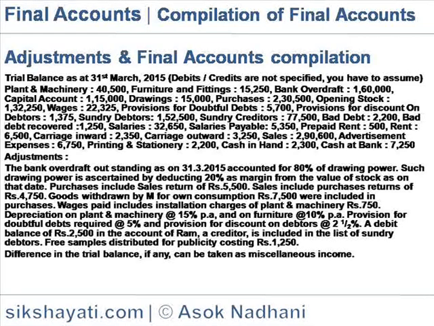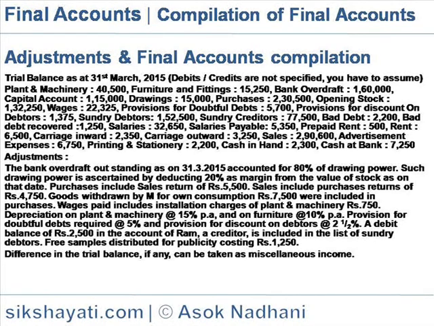The bank overdraft outstanding as on 31st March accounted for 80% of drawing power. Such drawing power is ascertained by deducting 20% as margin from the value of stock as on that date. Purchases include sales return of 5,500. Sales include purchases returns of 4,750. Goods withdrawn by the proprietor for own consumption, 7,500, was included in purchases.